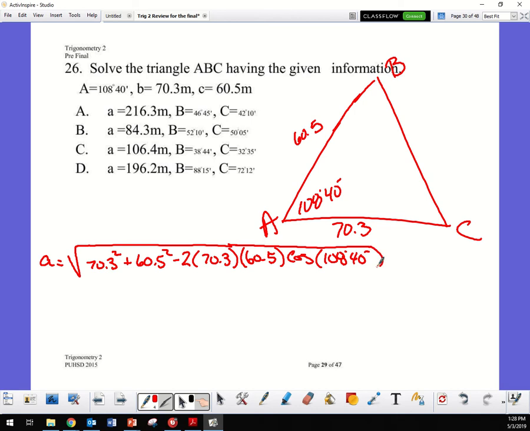Again, plugging this in the calculator, not just trying to take a nap on your desk, is important because you need to practice plugging it in.